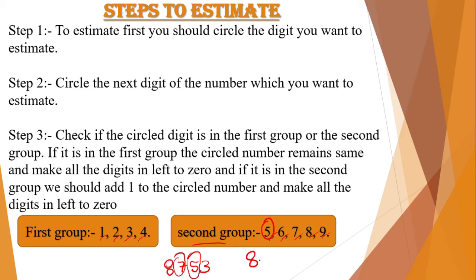And 7 will become 8 because we added 1, right? And 5 and 3, as you all know, will become 0. So the estimated number will be 8,800. This is just an approximate answer to the nearest 100. This is not the actual answer but approximate. As I told, estimate means approximate but not the actual answer. So like this, we estimate numbers.